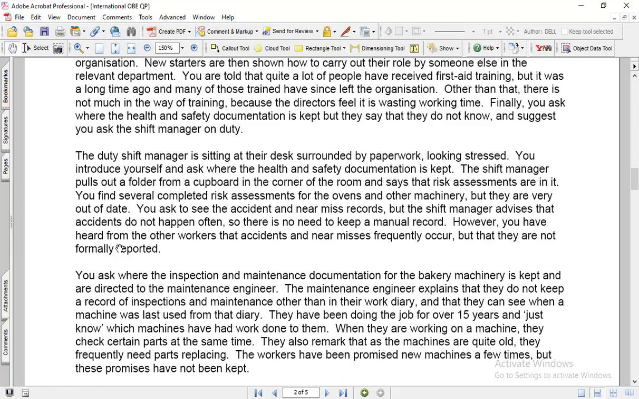However, you have heard from other workers that accidents and near misses frequently occur, but that they are not formally reported. In this paragraph, we come to know that the shift manager is under stress, and you introduce yourself. He gives you a folder for risk assessment. The risk assessments for the oven and other machinery are out of date. They were completed a long time ago.